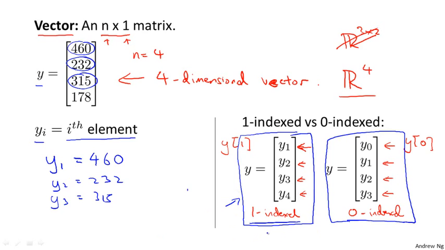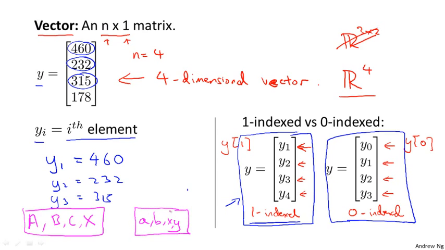Finally, by convention, when writing matrices and vectors, most people will use uppercase to refer to matrices. So we use capital letters like A, B, C, X to refer to matrices, and usually we'll use lowercase letters like a, b, x, y to refer to either real numbers, or scalars, or to vectors. This isn't always true, but it is the more common notation, where we use lowercase y to refer to a vector, and we usually use uppercase to refer to a matrix. So you now know what matrices and vectors are. Next, we'll talk about some of the things you can do with them.